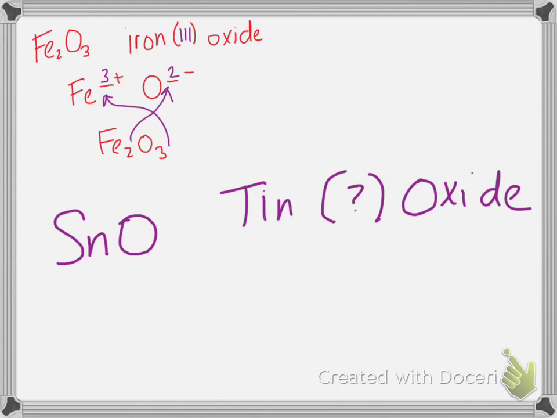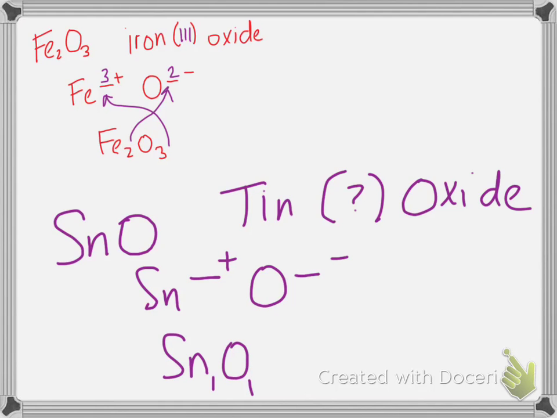oxide. So, as usual, we're going to do the reverse crisscross on this. We know that tin would be the positive ion, oxygen would be the anion. So we have SnO, which means it's a 1 in each place. 1 and 1. So this is tin 1 oxide? No, because oxygen doesn't form a 1 minus ion. Oxygen always forms a 2 minus ion.